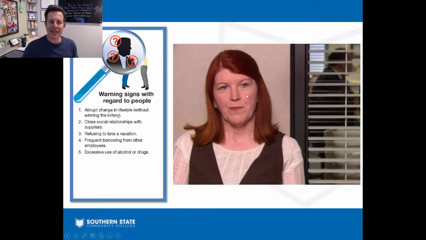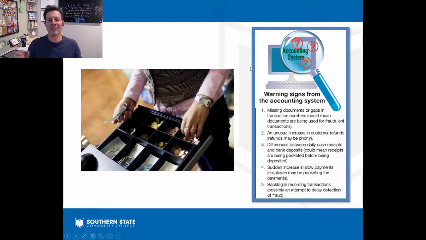What about the accounting system itself? Warning signs from the accounting system. Again, this is part of that monitoring component of the internal control system. Missing documents or gaps in the transaction numbers. Maybe we have our checks in a numerical sequence and there's a series of checks missing or unaccounted for. Same with invoices. Maybe we have invoices we're sending out and there are invoices missing.